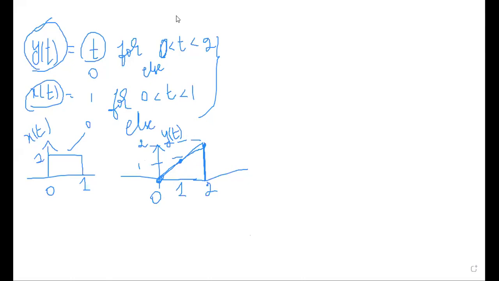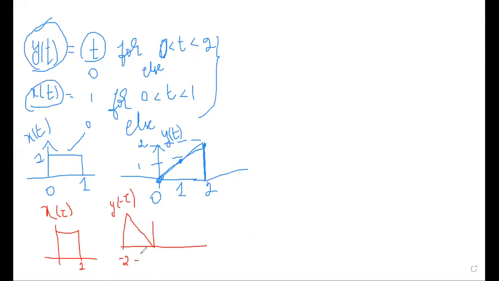So the next step, I want everyone to write down x of tau and y of minus tau. x of tau is the same. So you will now draw y of minus tau. Just see whether what I am doing is right or wrong. This is y of minus tau. Am I right here? Yes, ma'am. So now we are not interested in y of minus tau.